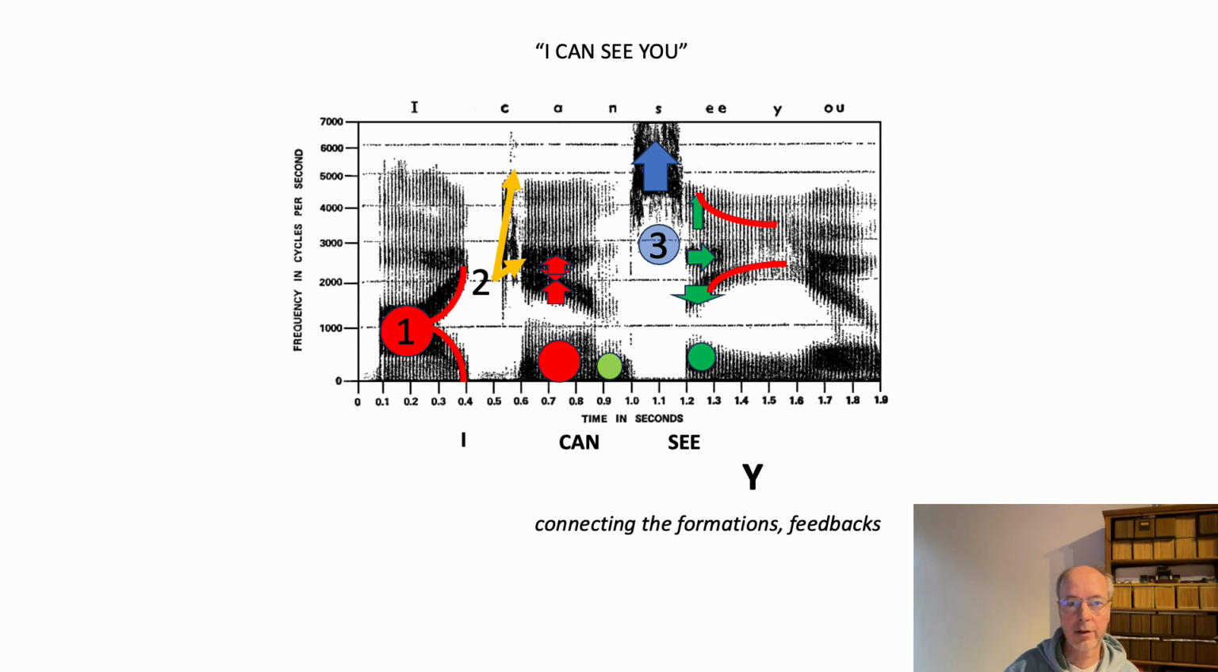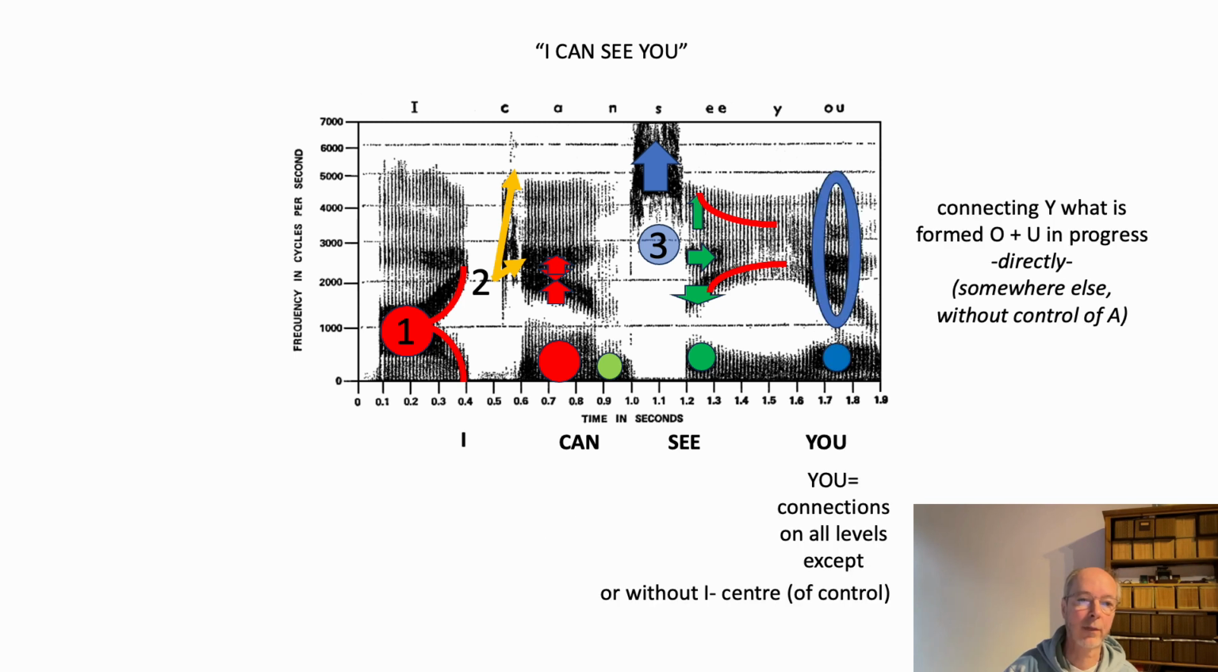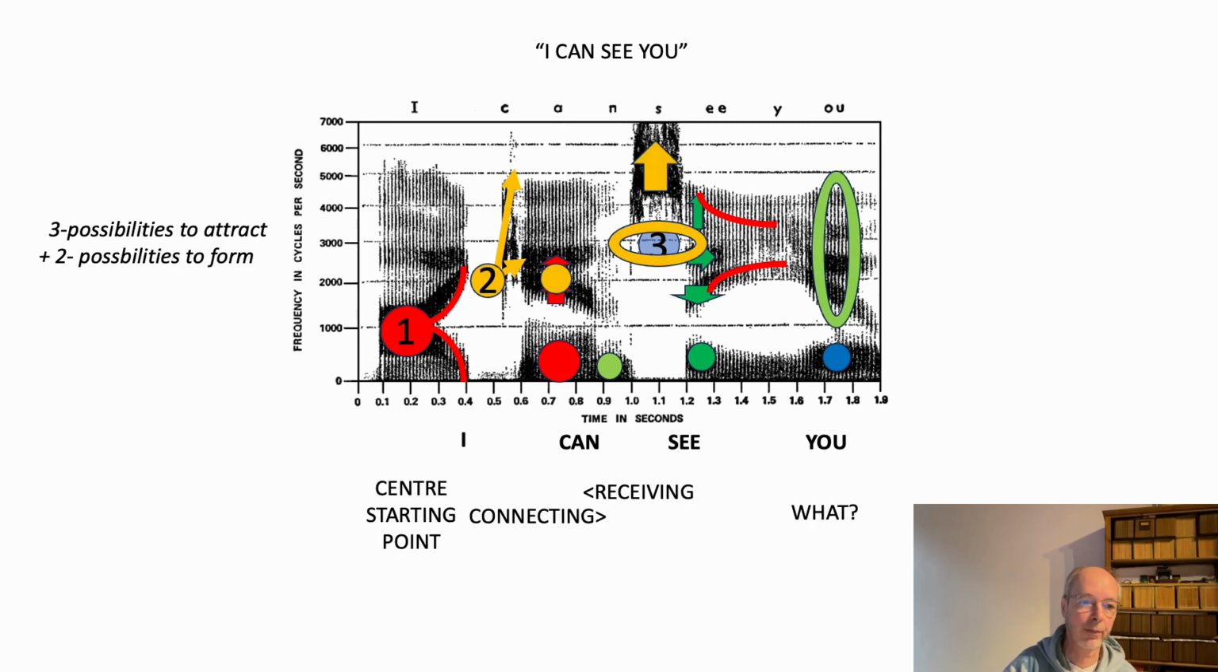The next word is you, and it immediately flows into the you with a Y as a connecting point, connecting with the formation and with the feedback process. It is connecting this part, and it ends in the U, and so it is. Also in all the processes, in all the regions, it makes a foundation. That's more or less everything you can see in I can see you.